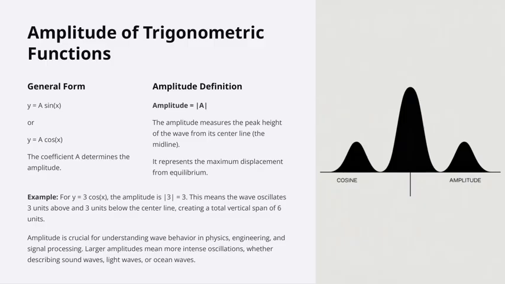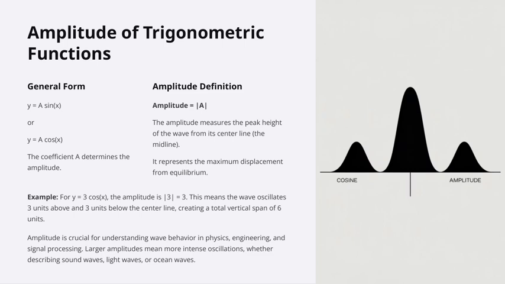For example, if we have y equals 3 cosine of x, the amplitude is the absolute value of 3, which is 3. This means the wave oscillates 3 units above and 3 units below the center line, giving a total vertical span of 6 units.